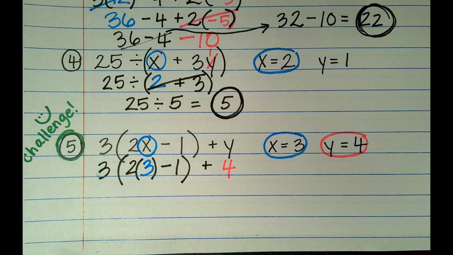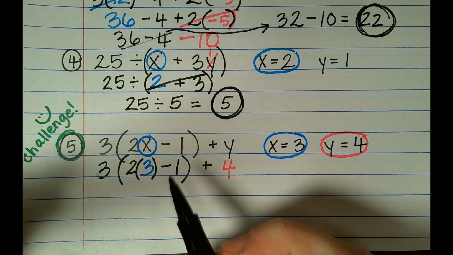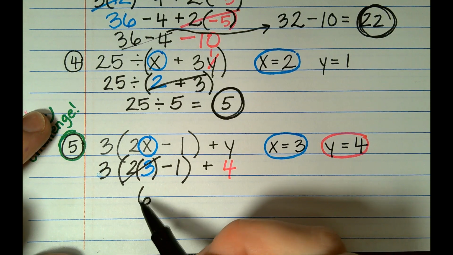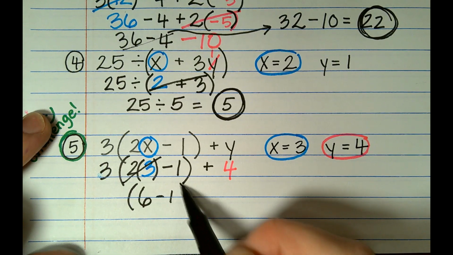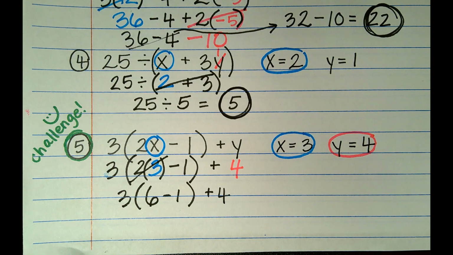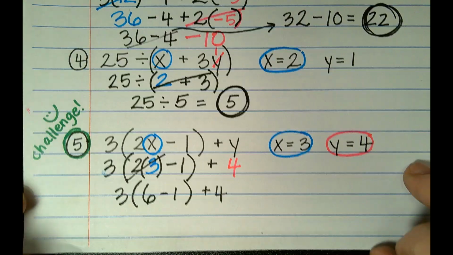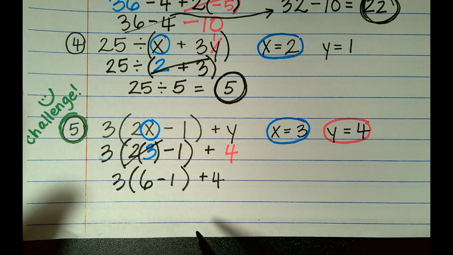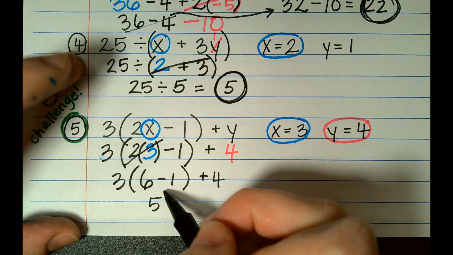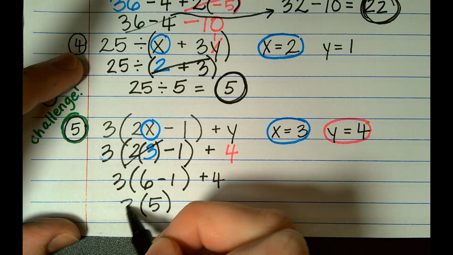Where'd you go from here? Okay, 2 times 3. What's that? 6. Brought everything down again. Then what? I did 6 minus 1. 6 minus 1, what's that? 5. Bring it down again.